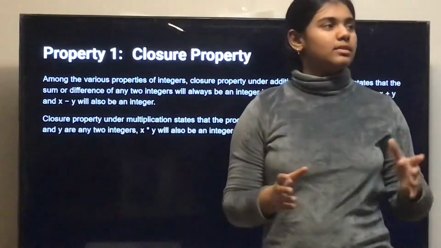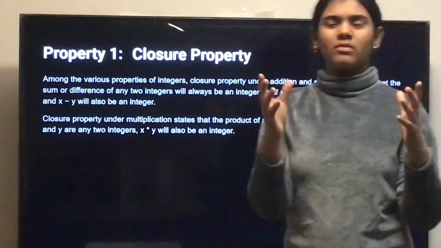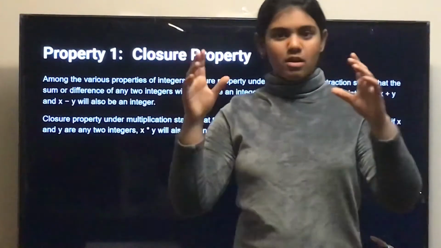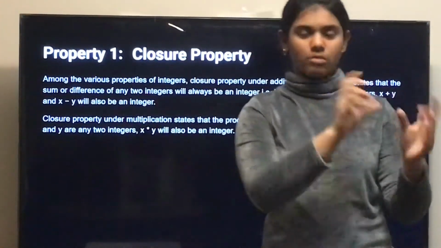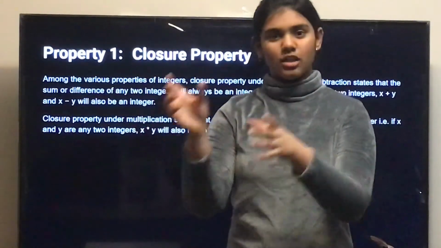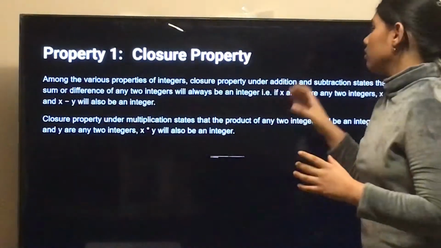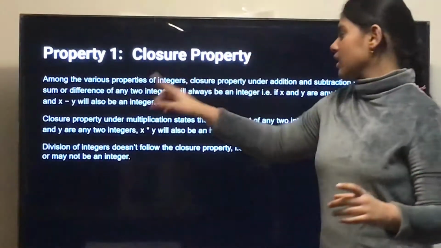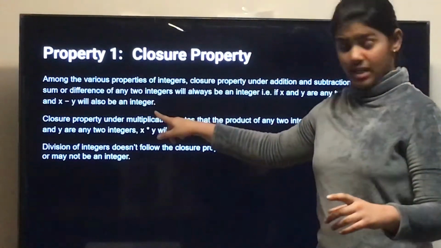So 3 plus 2 is 5. 5 is also an integer, and so is 3 and 2. Now 3 minus 2 is 1. 1 is also an integer, and so are 3 and 2. So this property states that for any two integers, addition and subtraction will also give us an integer.